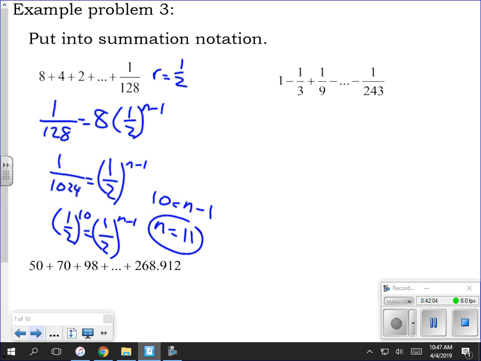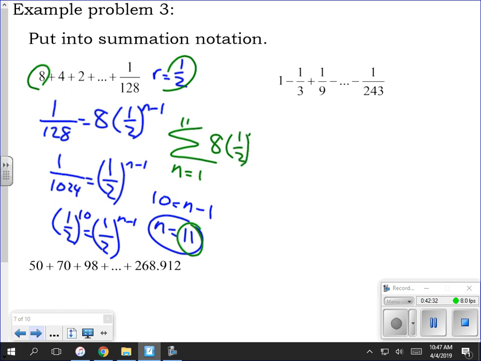Now I have to write it in notation. I need 3 things. So this is the sum from n equals 1 to 11, the number we found, because that's what the formula is, right? 1 to n, whatever n is. A sub 1 times r to the n minus 1. So 8 times 1/2 to the n minus 1 power.